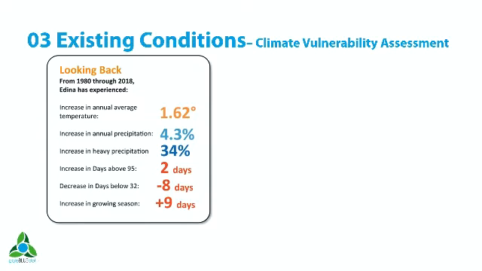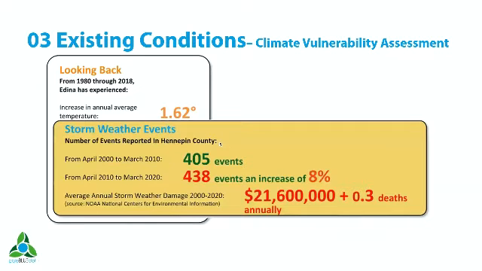Looking back, in La Crosse, we have seen climate change: an increase in temperature, an increase in precipitation, a significant increase in heavy precipitation, and a little bump in our days above 95. Oh gosh, I'm sorry, that says Hennepin County. I thought I corrected it. This data is actually for La Crosse County. Please forgive the typo.